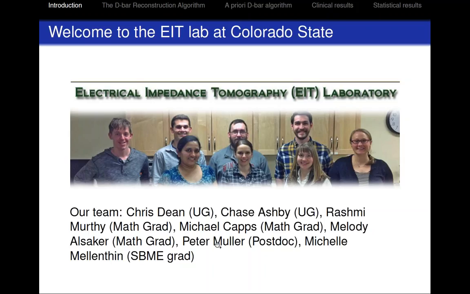Okay, so here's just a brief introduction to the lab. Some of these people have since graduated. This is about a year old. Michelle graduated in May. She's now a postdoc in Denver. She's from the School of Biomedical Engineering. Melody recently graduated. She's in Spokane, Washington at Gonzaga University. These two undergrads have also since moved on, and a few people have moved in to take their place, so I should update the picture.